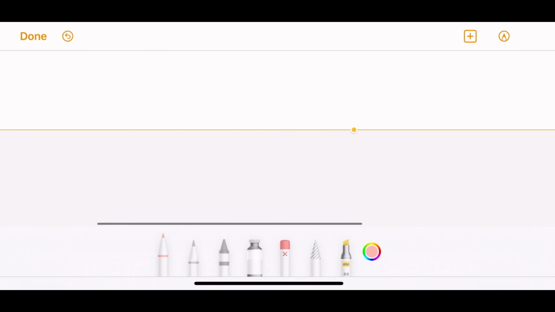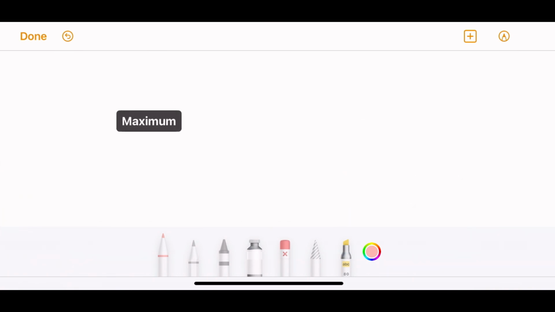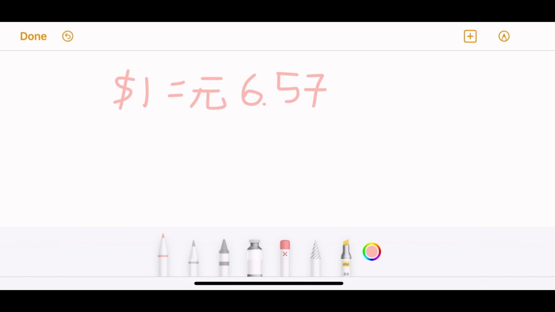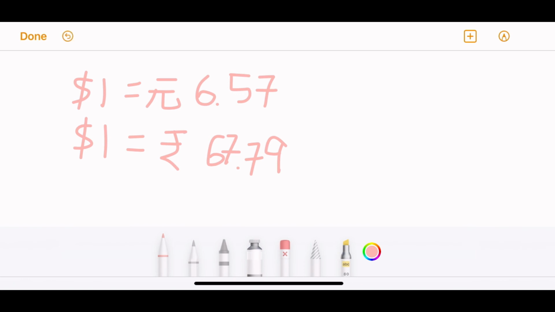Let's look at a slightly more difficult one. It's actually not so difficult, it's just more steps and more complicated ratios. Now, $1 equals 6.57 yuan, and $1 equals, I'm going to try and write this symbol, it's a bit hard for me, 67.79 rupees. Then I want to find how many rupees I can buy with 50 yuan. How many rupees can I buy? I'm going to put a question mark here, or we can let it be x actually. Let's let it be x.